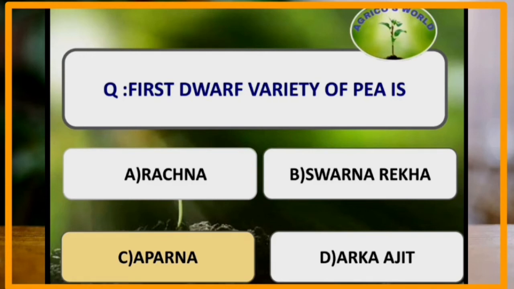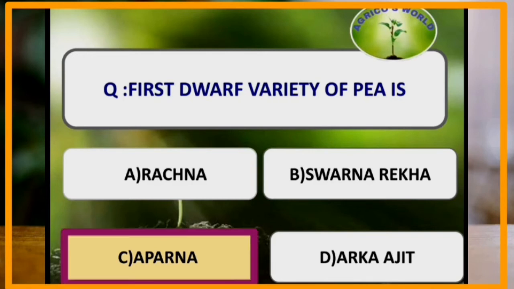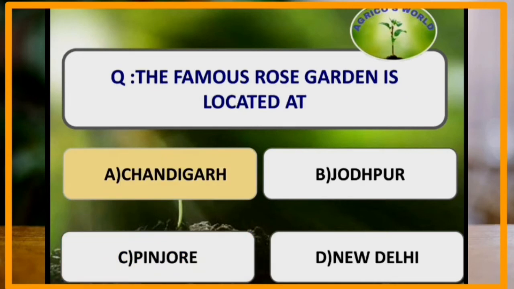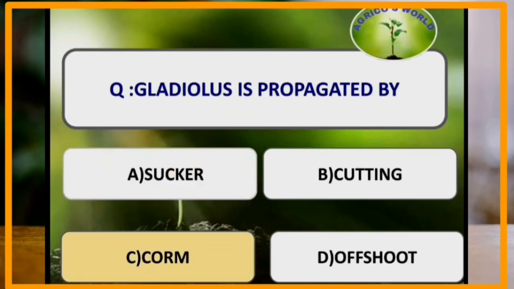Moving on to the next question. First dwarf variety of pea is? The first dwarf variety of pea is Aparna. The famous rose garden, that is Zakir Hussain's rose garden, is located at which of the following place? The famous rose garden is located at Chandigarh. Gladiolus is propagated by which of the following? The gladiolus is propagated by corms.